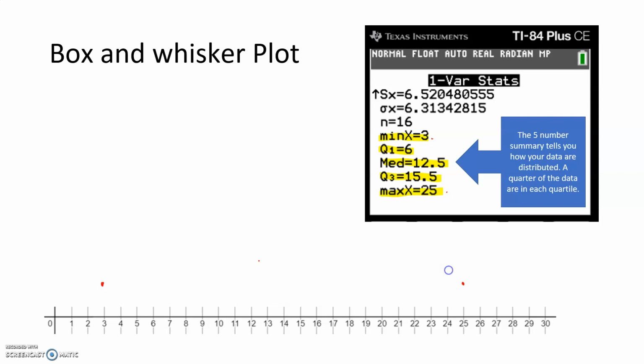Your median is 12.5, so that's going to be the very middle of your box. So you're going to draw a vertical line at 12.5. Q1 is 6. We're going to put a vertical line at 6. And Q3 is 15 and a half. So we're going to put a vertical line at 15 and a half.